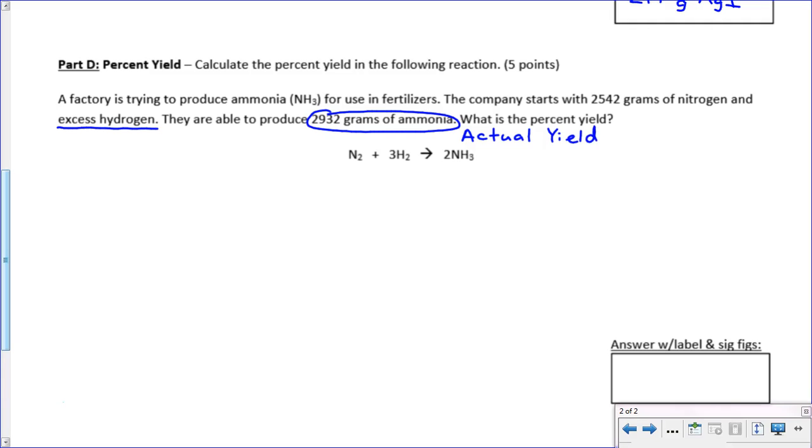So we start here on a percent yield problem with the amount of our reactant that we're given. We're going to need to know the molar mass for both N2 and NH3. If you calculate that, or find it on the periodic table, for N2 you should get a mass of 28.02 grams. And for NH3, if you calculate its molar mass from the periodic table, you should get 17.04 grams for NH3.